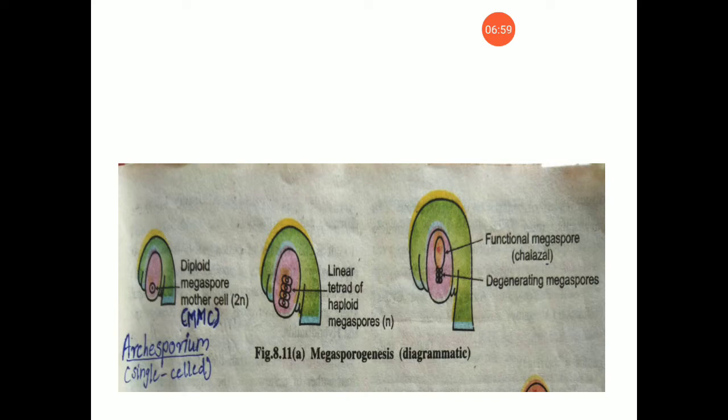The diploid MMC undergoes meiosis to form a tetrad of haploid megaspores. Here, linear tetrads of haploid megaspores are formed. This process is called megasporogenesis.